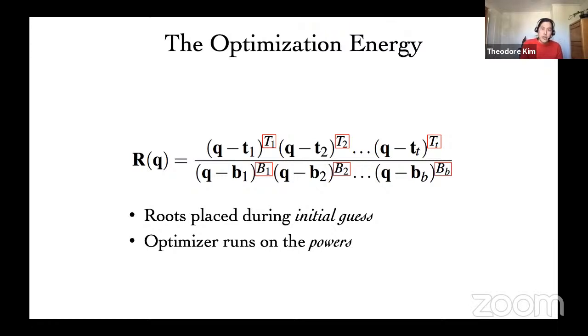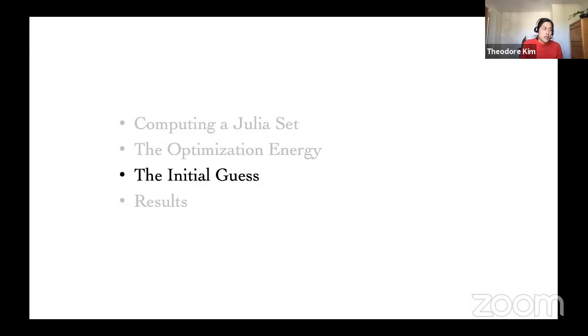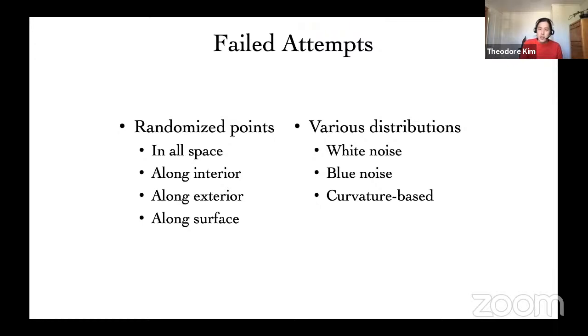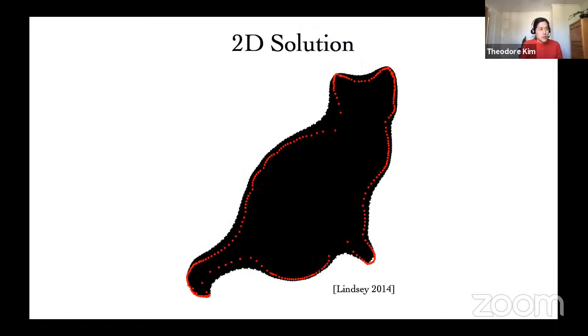All right, so then how do I get an initial guess? I tried a lot of things here. Again, here's all the failures. I tried tons of different things and they all failed. So then I went back to my colleague Catherine Lindsay's paper, and I actually bugged her to send me the root positions of the polynomial that she was using. And here they are for the kitty cat. And you can see they're all on the surface, right? So that suggests maybe it's a really good idea to put all the roots on the surface.